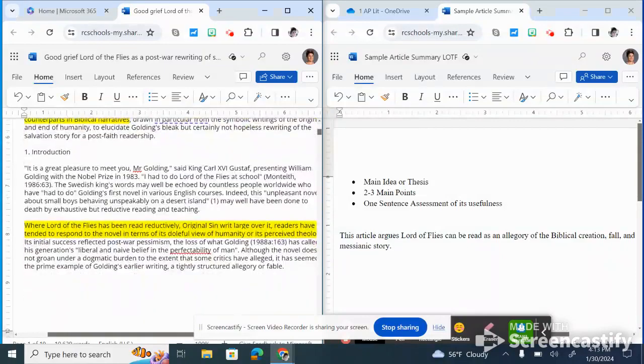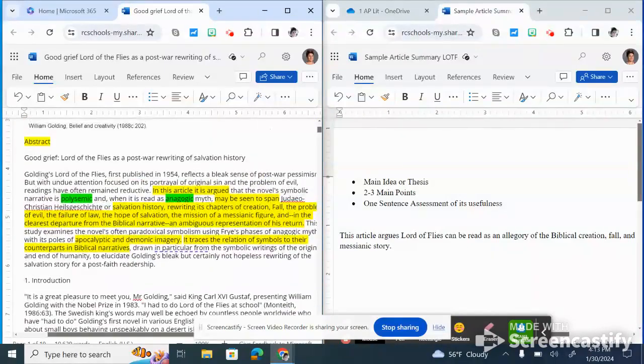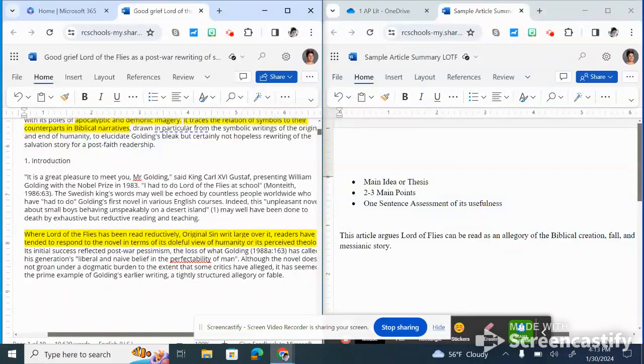So because I got what I needed from the abstract, I can skim the introduction by just reading the first sentence of every paragraph. Some of them will be important, and I'll want to take account of them in my summary. Some of them I will just need to understand to move forward, and some of them will let me realize I don't need to read that paragraph. It is a great pleasure to meet you, Mr. Golding. Yep, I don't think I need that.